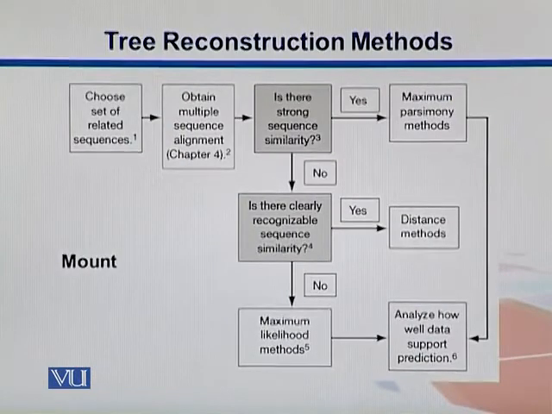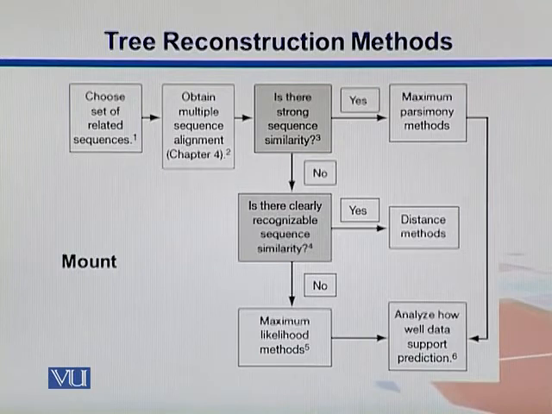Here in this chart, or this flow diagram that is present in your book, we can put all these methods together and come up with a strategy on what to do if we have some sequences. We choose a set of related sequences, and in the next step, number 2, we obtain their multiple sequence alignment, and then we see if we find strong sequence similarity. If the sequence similarity is high, we can do the maximum parsimony method.